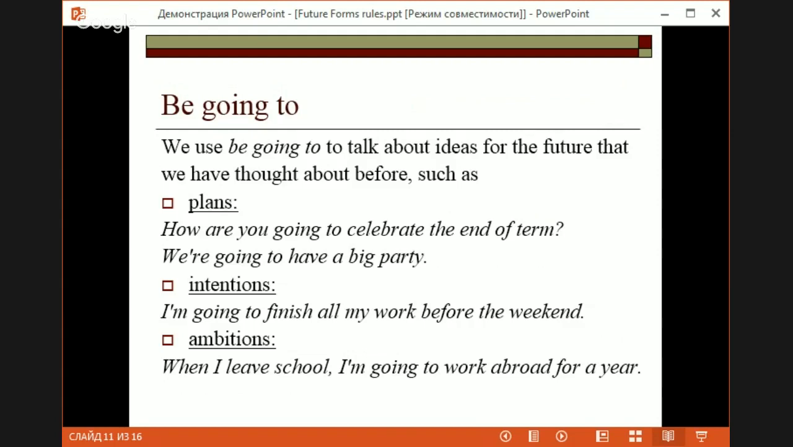For plans, for example, let's look at the example. How are you going to celebrate the end of term? We're going to have a big party. Intentions. I'm going to finish all my work before the weekend. And ambitions. When I leave school, I'm going to work abroad for a year. I guess it's quite easy, and actually the construction is quite common, so I'm sure you will have no problems using it.